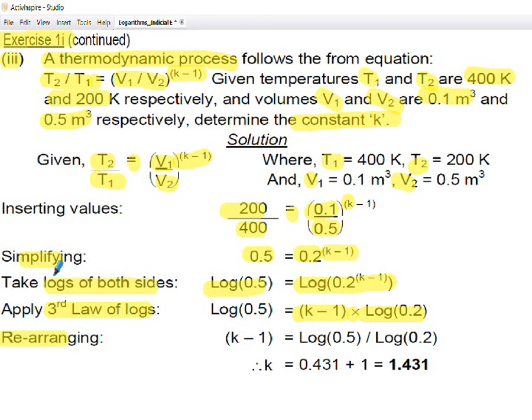Simply rearrange the equation now to make K minus 1 the subject. I divide both sides by log of 0.2, so log of 0.5 divided by log of 0.2. Simply then rearranging the equation, K minus 1 is equal to 0.431, add the 1, as I'm adding 1 to both sides, to give me K equal to 1.431.